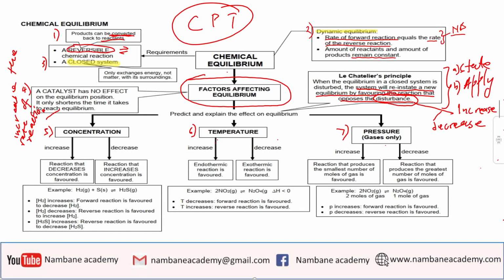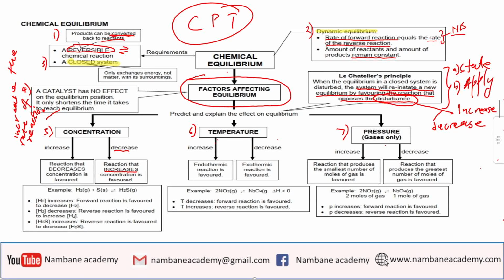Now let's check. Like I did say, disturbance can only mean increase or decrease. Catalyst, no effect on the chemical equilibrium. Let's start with concentration. If we increase concentration, the reaction that decreases the concentration is favored. If we decrease the concentration, a reaction that increases the concentration is favored.